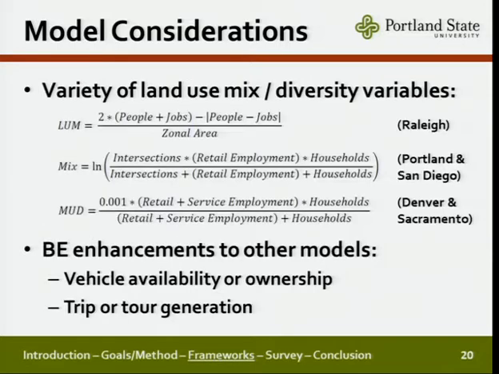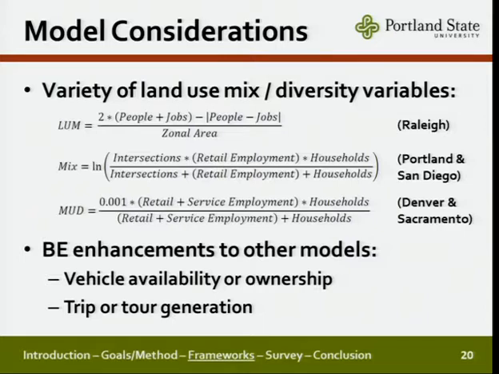We also saw a variety of land use or mix and diversity variables. Usually these are a mix of jobs and employment, or people or households and jobs and employment. Sometimes they also include measures like intersection density here in Portland.